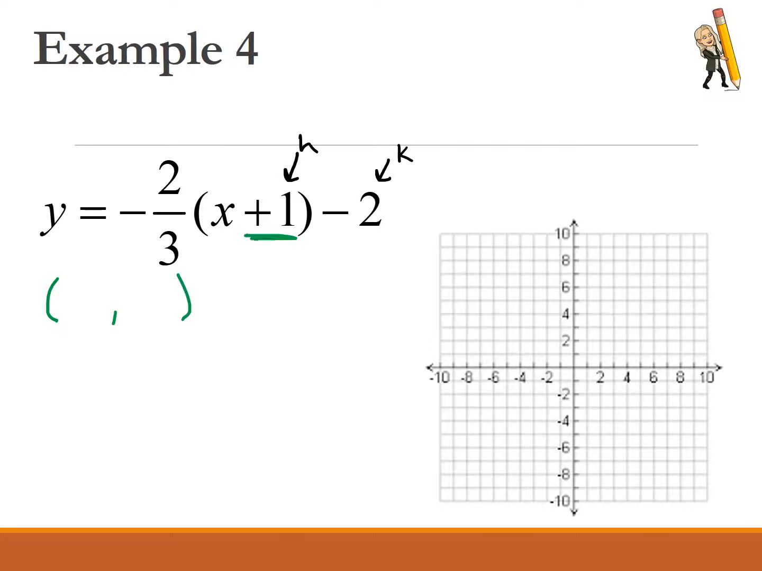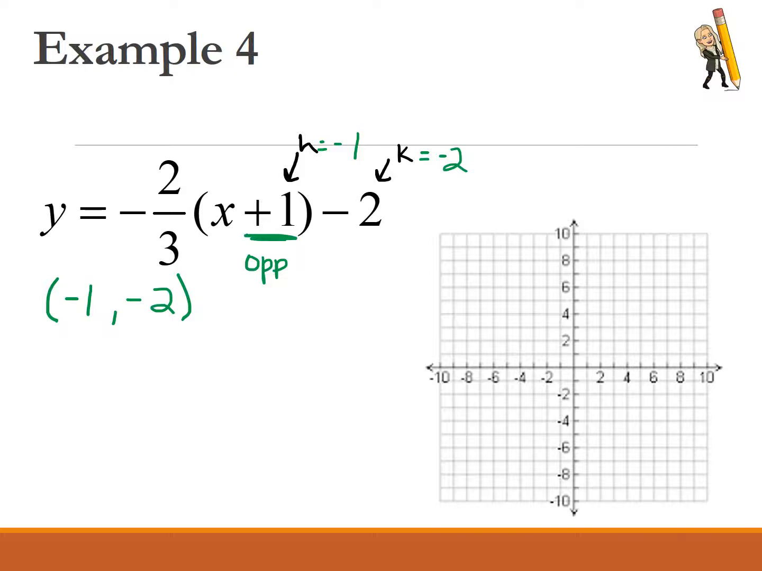Okay, remember this h value, when it's in parentheses, I need to think opposite. So opposite of a positive 1 would be a negative 1. So the value I pull out for that h value is a negative 1. Okay, and the k value, since it's outside parentheses, would stay the same. So negative 1, negative 2 would be that point.